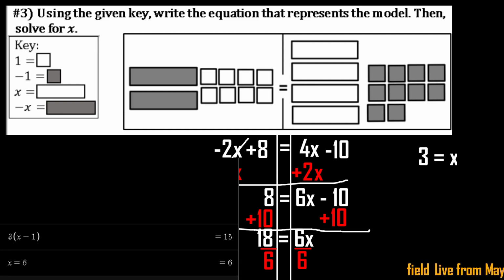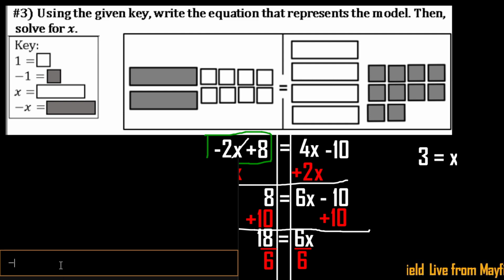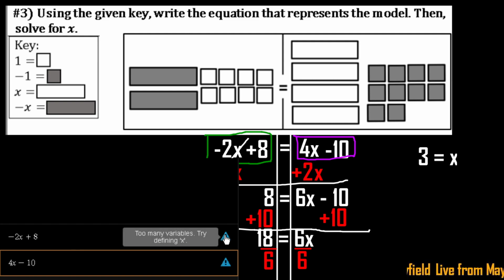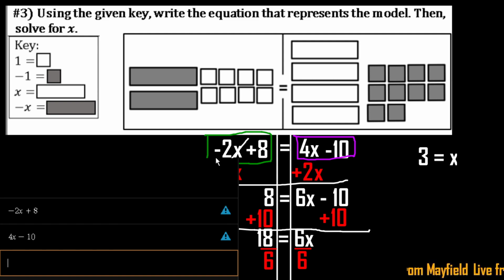So on the left side, I'm going to have in green here, I'm going to type in -2x plus 8. I hit enter, and then on the right side I type in that amount in pink, so I have 4x minus 10. Again, it's looking to define those variables, so let's type in to see what our answer is.